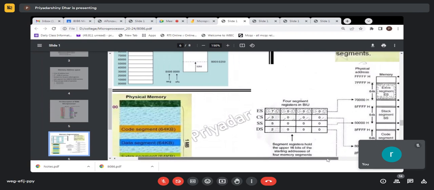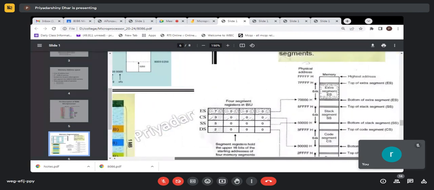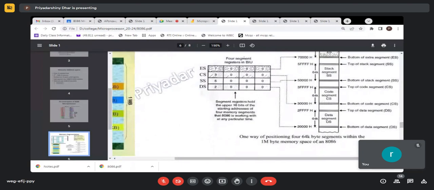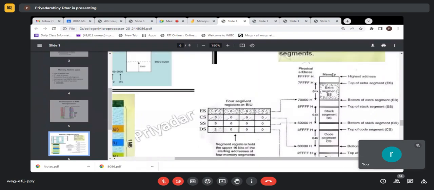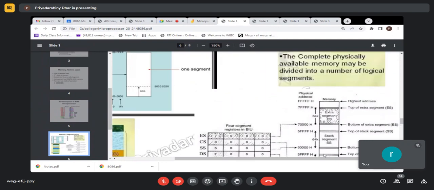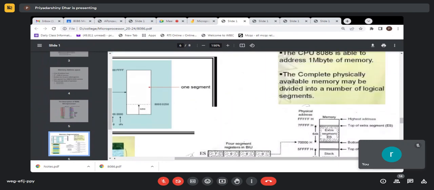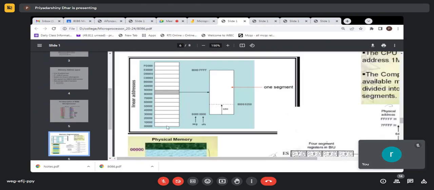Just look at this figure. This address is called our physical address. Now, total memory: 2 to the power 20 is 1 megabyte. So this is our 1 megabyte of memory, divided into 16 segments. So one segment is equivalent to how much?